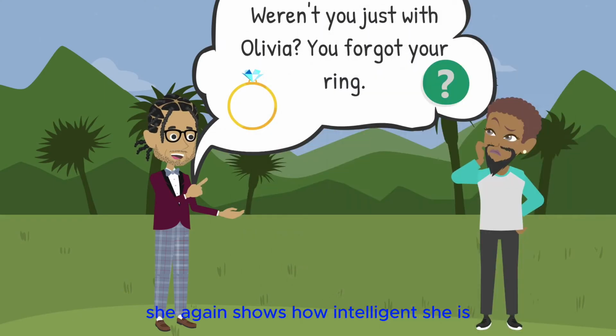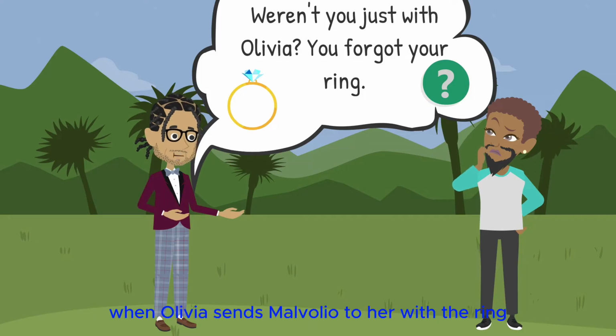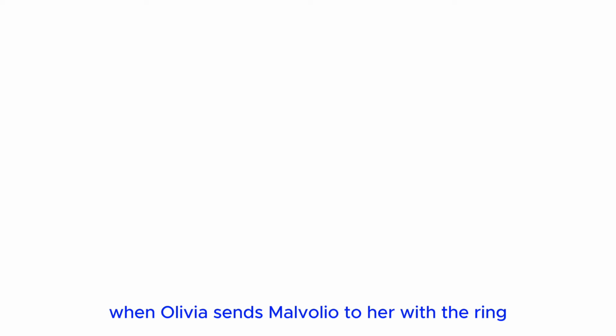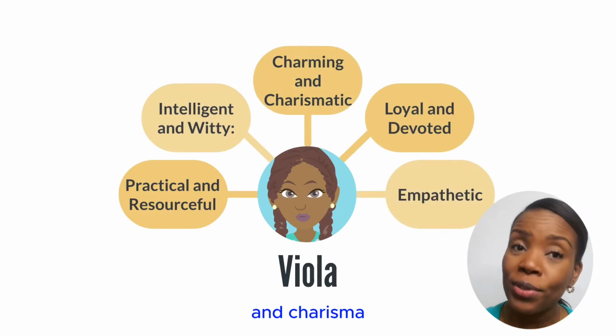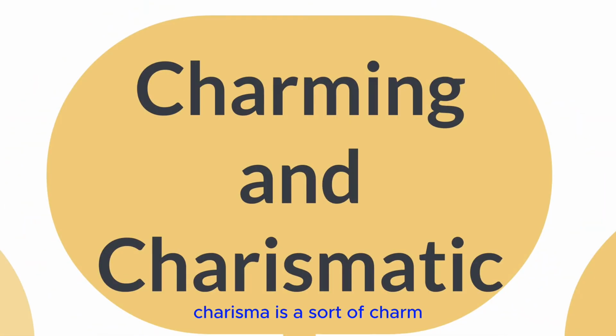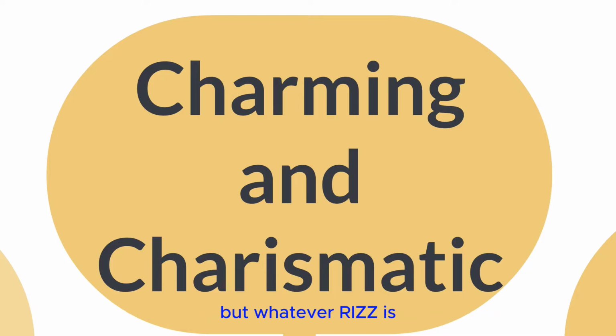She again shows how intelligent she is when she quickly figures out Olivia's intentions when Olivia sends Malvolio to her with the ring. We can't chat about Viola without mentioning her charm and charisma. Charisma is a sort of charm that inspires devotion in others. In other words, people fall in love with your personality. And I hear my students talking about Riz, which is apparently short for charisma. Now, please correct me in the comments if I'm wrong, but whatever Riz is, Viola has it.